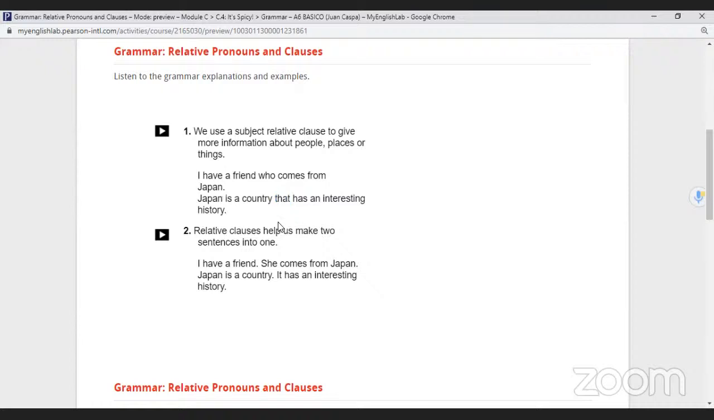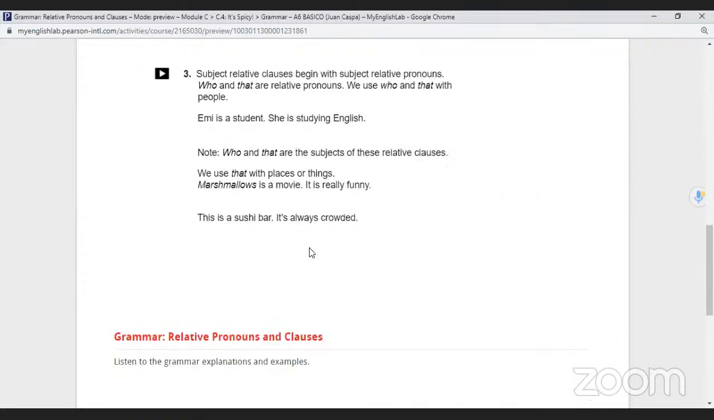And then we have relative clauses also help us to make two sentences into one. I have a friend, she comes from Japan. Japan is a country, it has an interesting history, right? So that's one example of a relative clause, but also a relative clause can be like this one. Who and that are the subject of the relative clause.